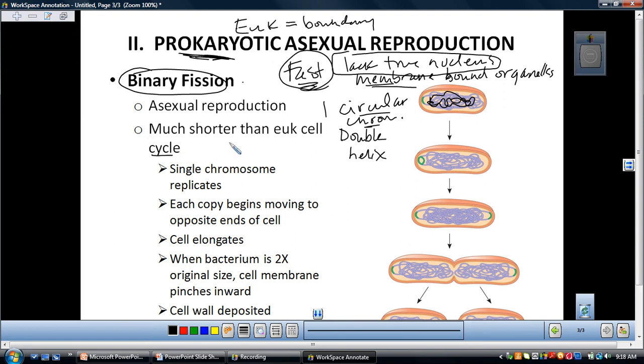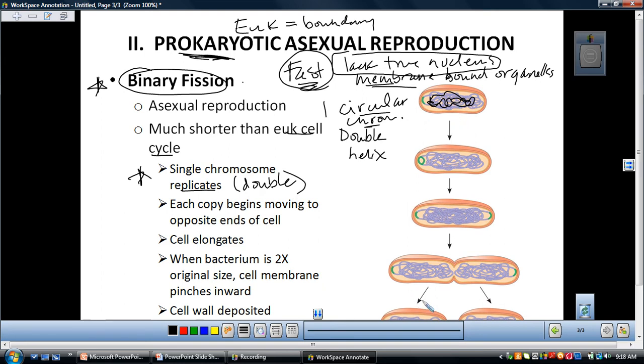So they don't have what we call the cell cycle. Their cell cycle is much shorter, and so we give it a name called binary fission. Okay, and you can see in the picture what's going to happen in binary fission. It's kind of a really quick process, but their single chromosome is going to replicate. Okay, so it doubles.